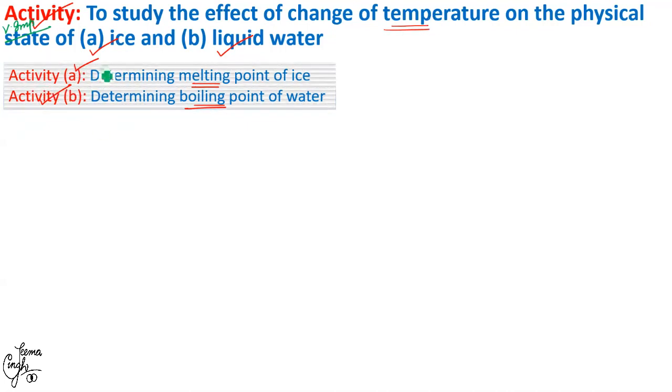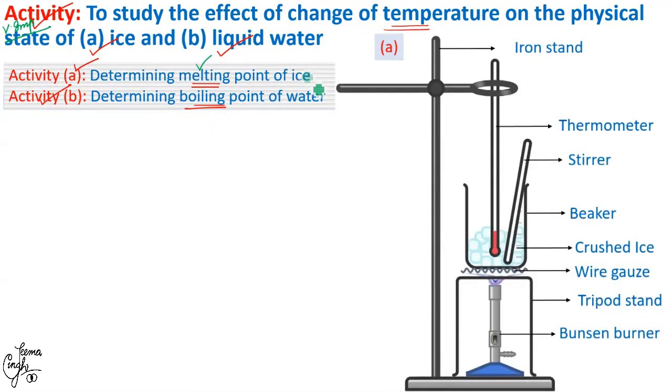For the first part of this activity, which is determining the melting point of ice, we take some crushed ice in a beaker and suspend a thermometer into it in such a manner that its bulb is in contact with the ice as shown here. Obviously, a thermometer is going to help you record or measure the temperature. We note the temperature of the ice. And what do you think the temperature will be? It will be 0 degrees Celsius.